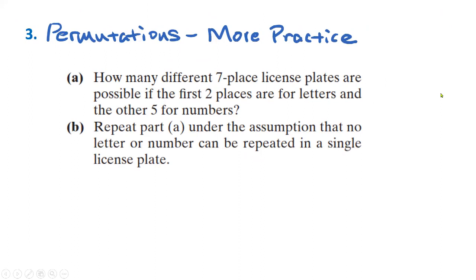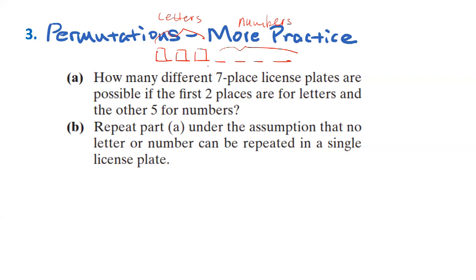Okay, next we're going to do some more practice on permutations. First question, question A: how many different seven-place license plates are possible if the first 2 places are for letters and the other 5 for numbers? So 1, 2, 3, 4, 5, 6, 7. The first places are reserved for letters, and the next positions are reserved for numbers. So how many different ways can we complete this task?